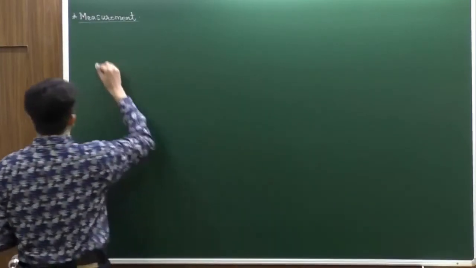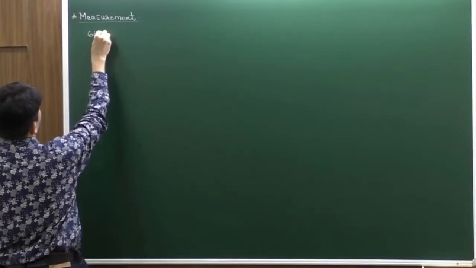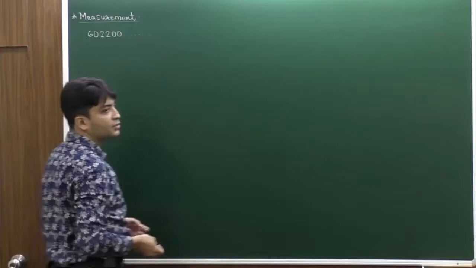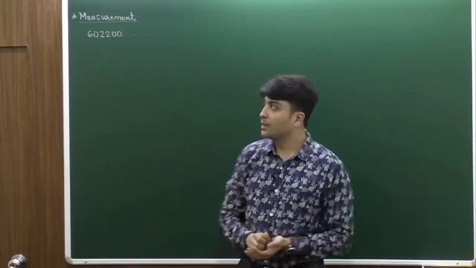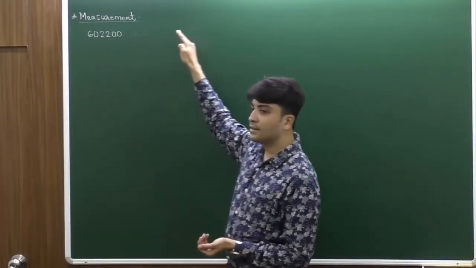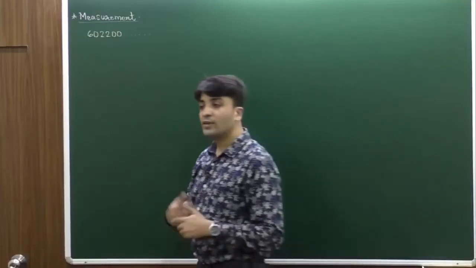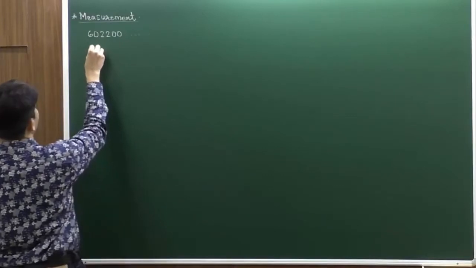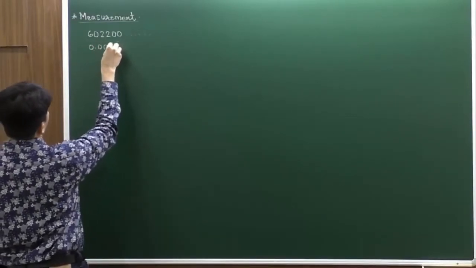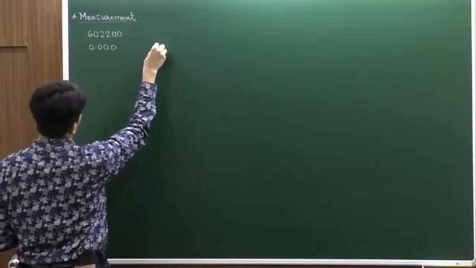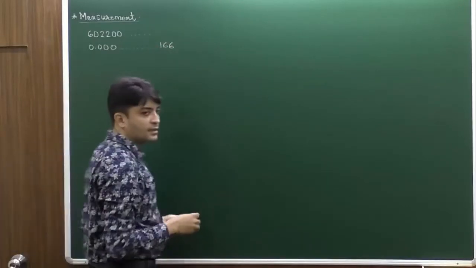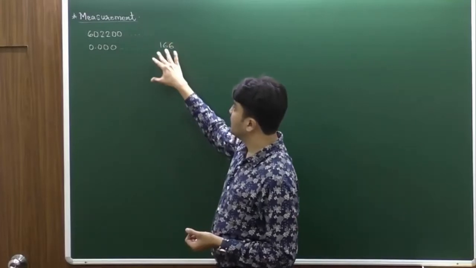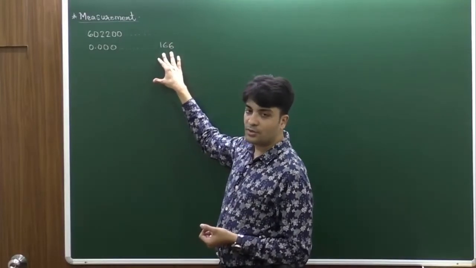For example, if I talk about a molecule with 1 mole, then the value of that is 6.022 into 10 to the power 23. Matlab it will be 6022 and continuation of the zeros. If I talk about mass of one atom of hydrogen, it could be of the order 10 power minus 24, matlab it could be 0.000 something 166. Okay, so this here is a very big number, and here mass of the atom of hydrogen is a very small number.